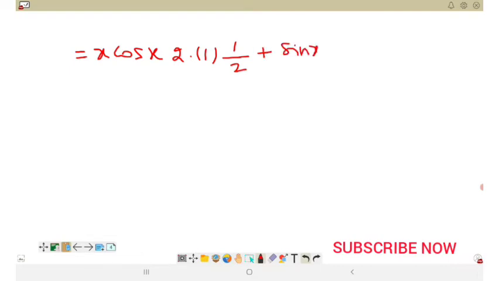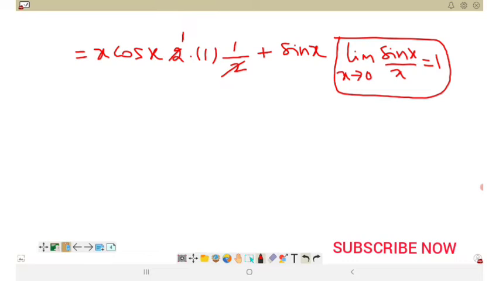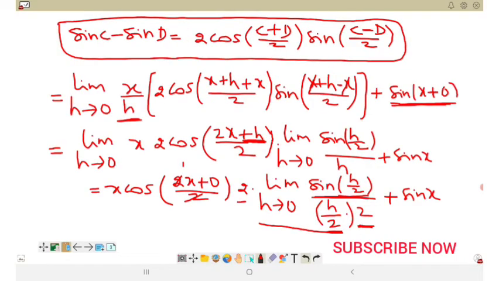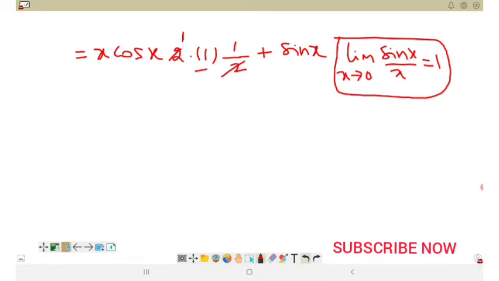So here the formula is limit x tends to 0 sin x by x equals 1. Limit x tends to 0 sin x by x equals 1. So here x equals h by 2. Limit h tends to 0 sin of h by 2 by h by 2 equals 1. So f dash of x equals x into cos x plus sin x.